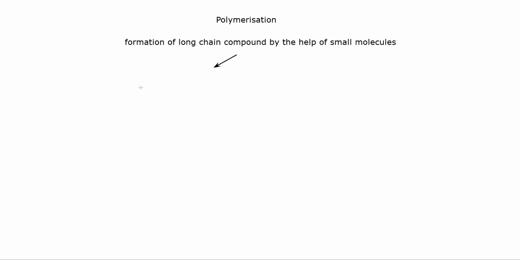And polymerization is of two types. One is called addition polymerization. Another one is condensation. Polymerization is the formation of a long chain compound by the help of small molecules. And polymerization can refer to addition or condensation.